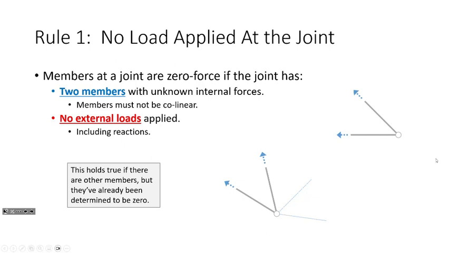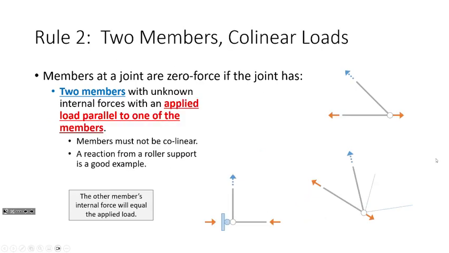I propose that if you have a joint that has two unknown members and everything else is 0, those two members are 0. And that also holds true if I've got a joint like this that has 4 members framing into it, and I've already figured out that is a zero force member. Zero force members. That's rule 1. Does that make sense? Let's talk about rule 2.